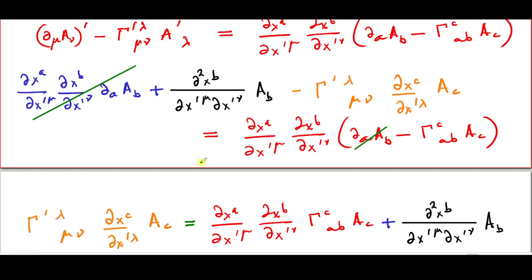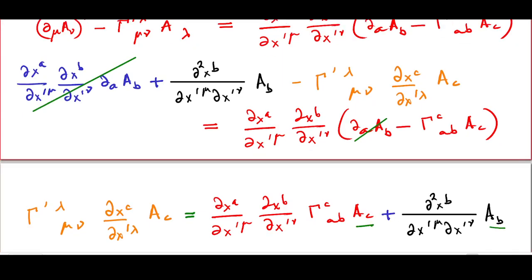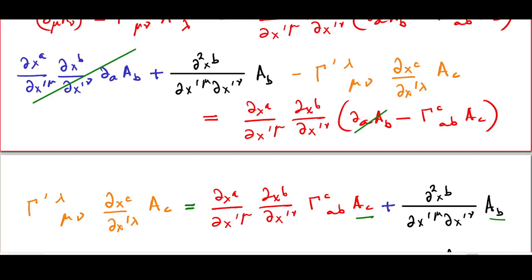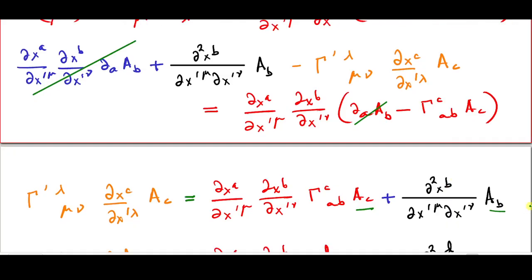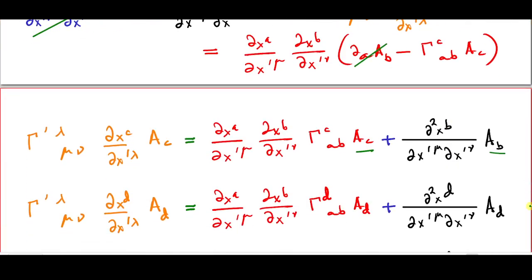The only problem is, on the right hand side here, you have AC and AB. Now that, of course, is a bit of a trouble. So what we do is we just relabel those dummy indices. Note that both the C's here and the B's here are all dummy indices. Let's call them something else. Let's call them all D.